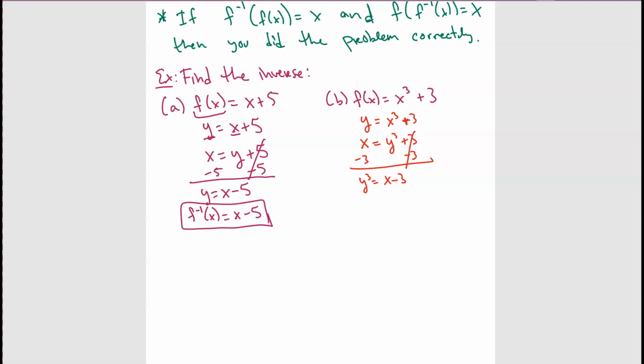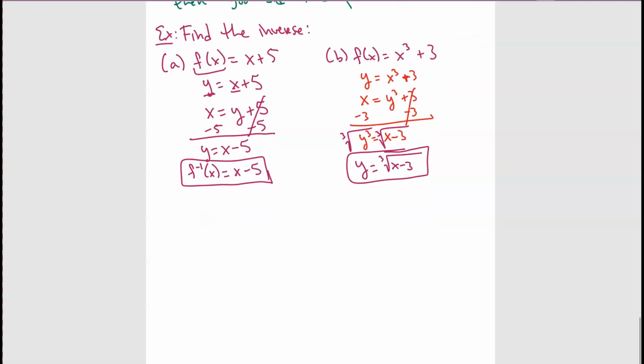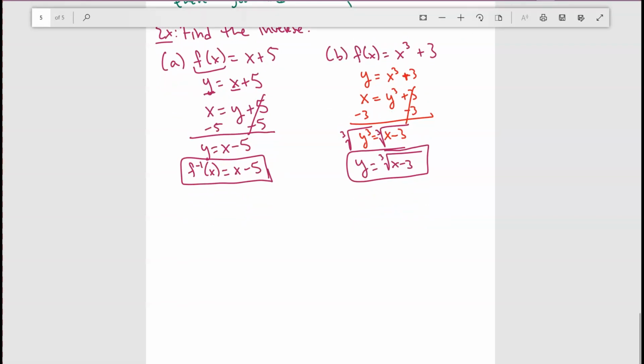And now you're going to cube root both sides. Get rid of that cubed. You're only allowed one cube root. So y is equal to the cube root of x minus 3. All right, and that's my final answer. So let's do 2 more. Let's say part C is going to be, I don't know, f of x is equal to the 5th root of 3x minus 1 plus 2. And then part D will be f of x is equal to 1 over x minus 6.